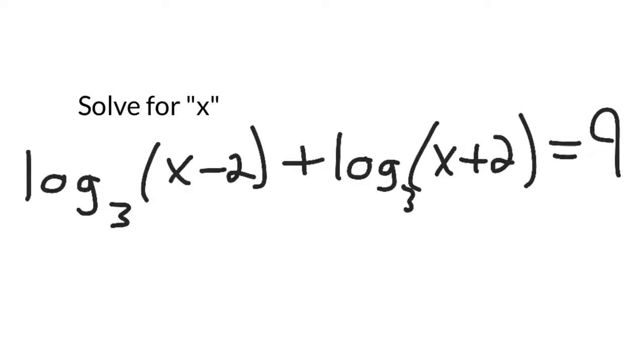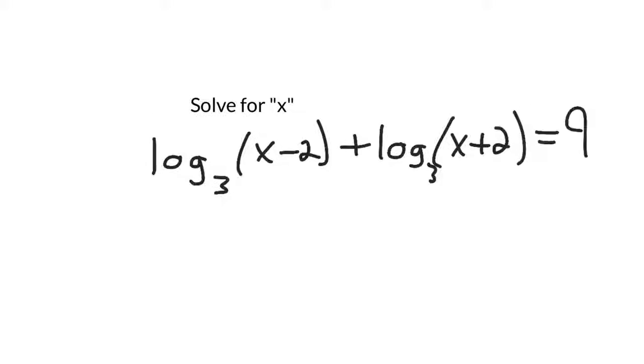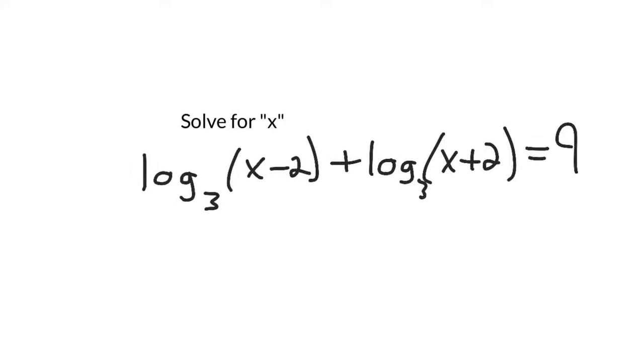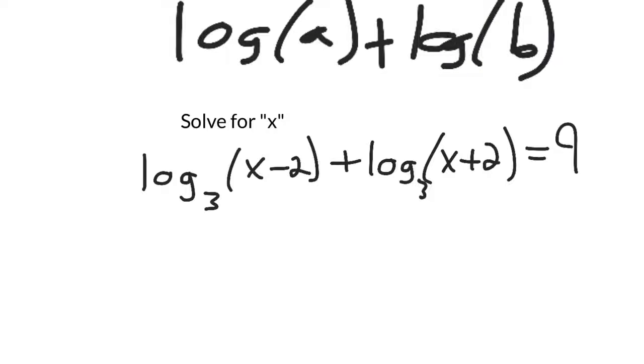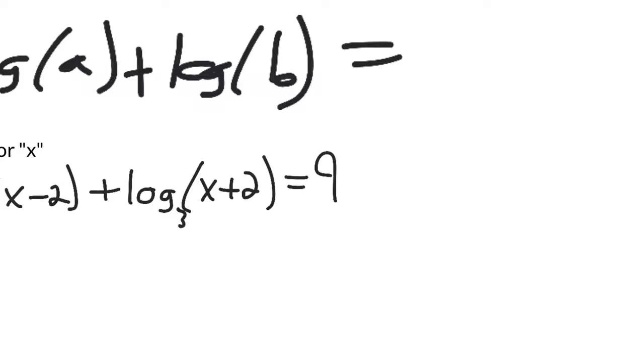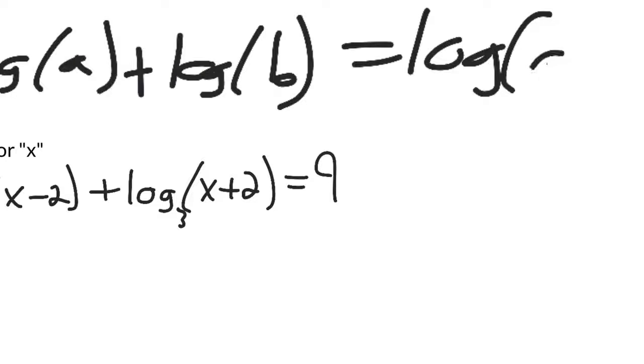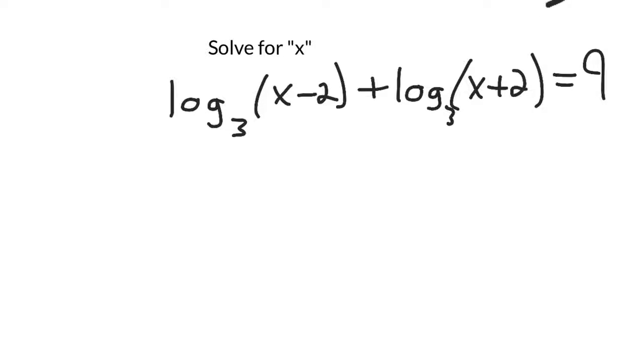Okay, if you got to solve for x, the problem is we get two logarithms. That's pretty messy. So use your properties of logarithms, that if you have a log of an a added to a log of a b, then you can make that one logarithm by saying it's log a times b. So over here, this is like my a, this is like my b.